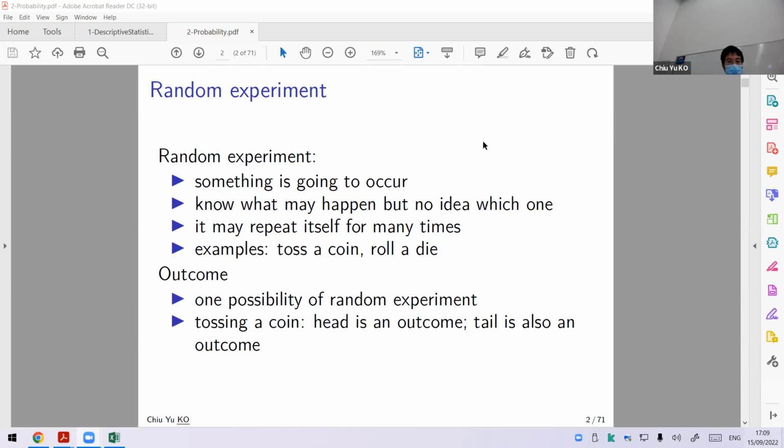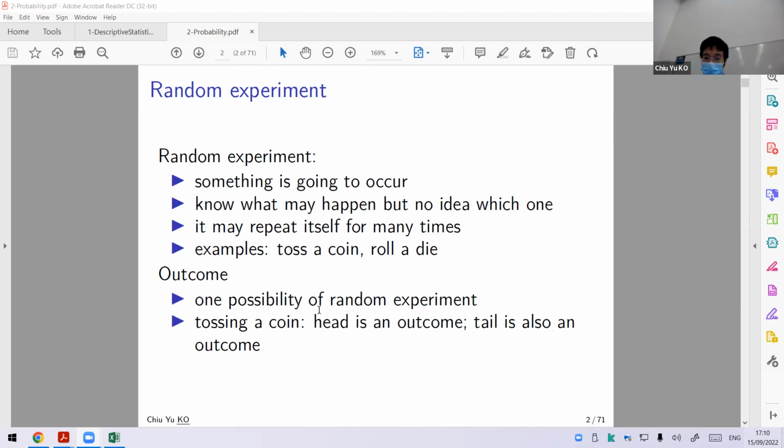For example, we toss a coin or roll a die. These things, you know what the outcome is, right? Toss a coin and maybe head or tail, one of the two sides. Roll a die, the possibility must be 1 to 6, right? There's no other way around. And you can potentially repeat this many, many times, okay? And then we can talk about probability, okay? And formally speaking, an outcome is a possibility of the random experiment, right? And as I said, toss a coin, no, head or tail, okay?